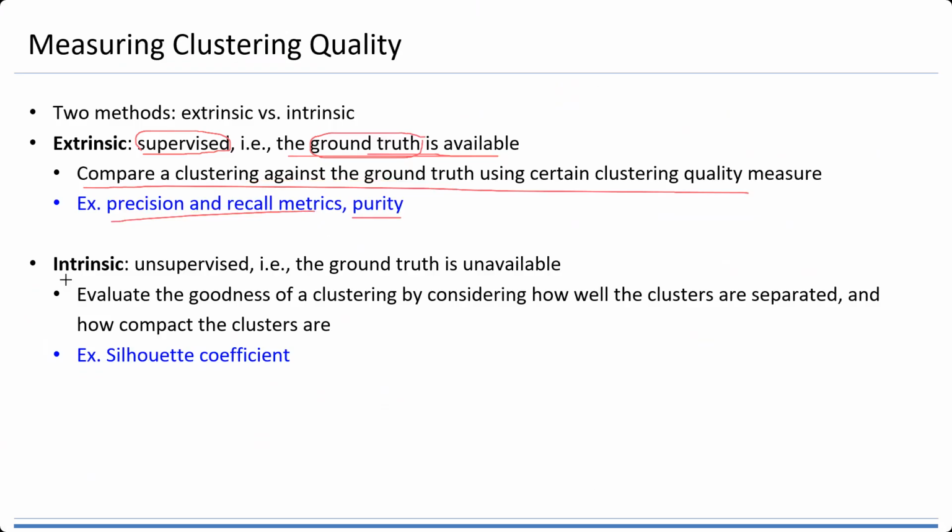Some of the data might be unsupervised. It means the ground truth is unavailable. So we do not know what the exact target or label is. In iris, we don't know the flower. In the sales data, we do not know what the sales are. So we need to evaluate the goodness of clustering by considering how well the clusters are separated and how compact the clusters are. We will use some measures like the silhouette coefficient.